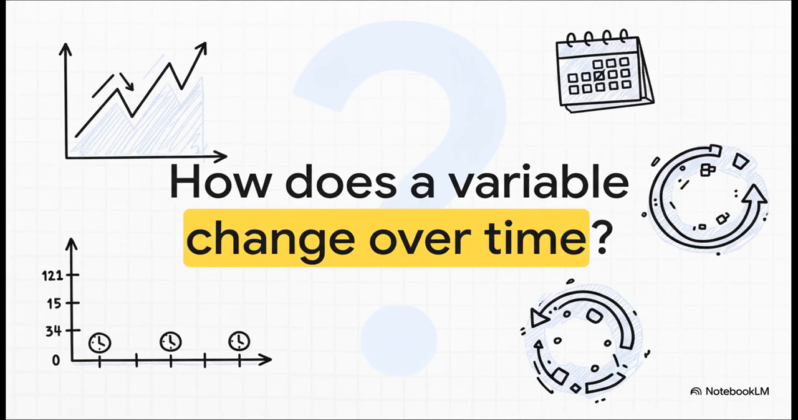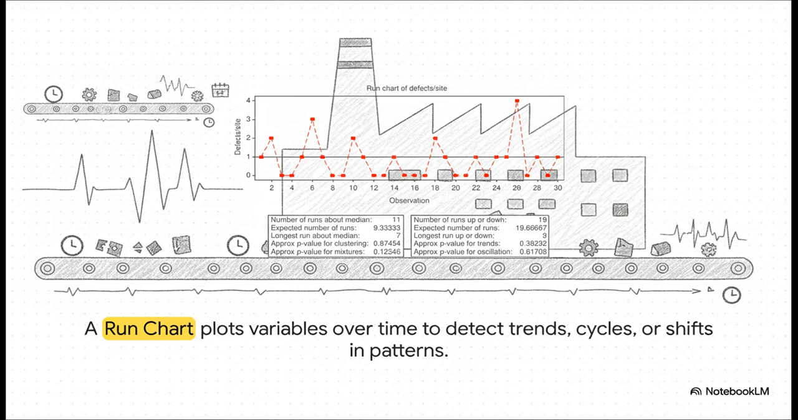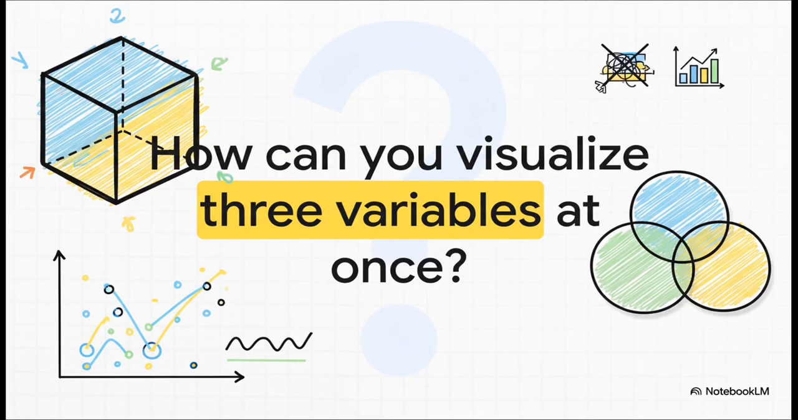How do you see the pattern in that? For that, you use a run chart. I love this one. Think of it like an EKG, the heartbeat monitor for your data. It plots a value over time so you can instantly spot trends, weird repeating cycles, or any sudden shifts. It's fantastic.